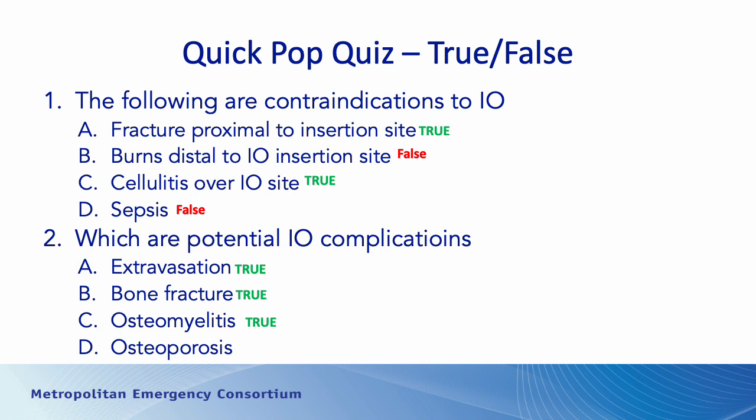And then osteoporosis, is that a complication of intraosseous placement? The answer to that is no, it's not. That's a false. Osteoporosis is something that we develop over time as we age. It is not a direct complication of IO placement. Having osteoporosis may make it easier for us to develop a fracture after the IO is placed. Again, if we have a true emergent need for the IO, place the IO, we'll deal with the complications afterwards.